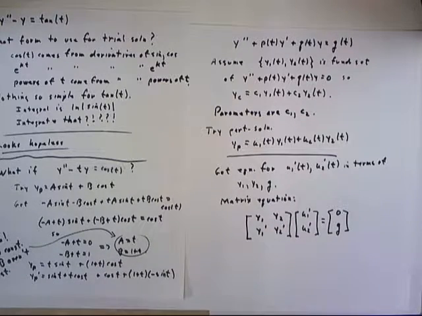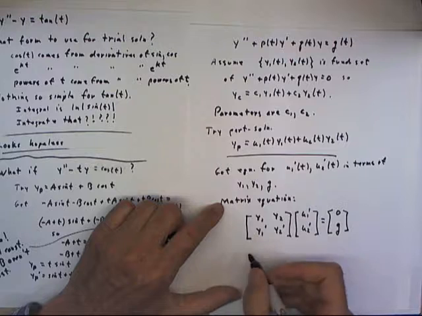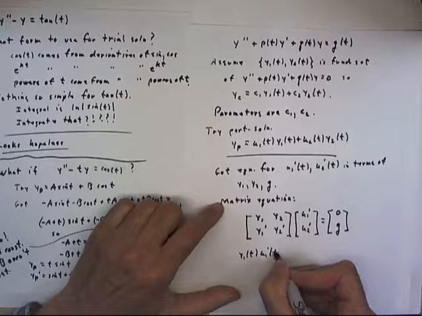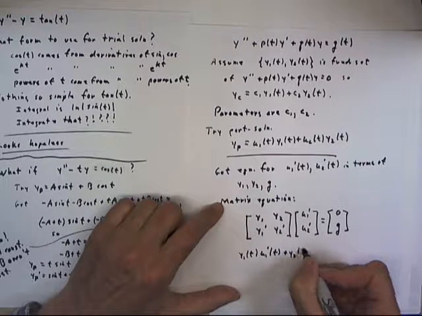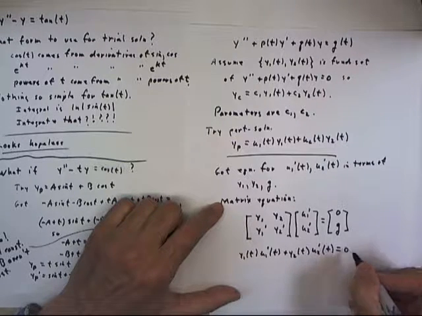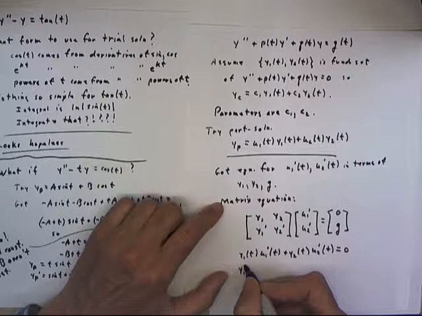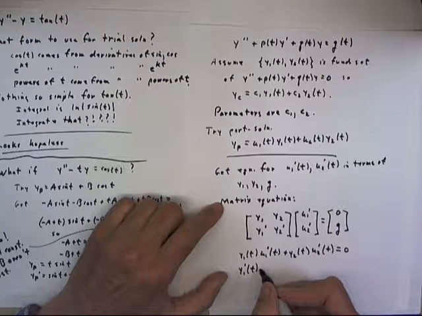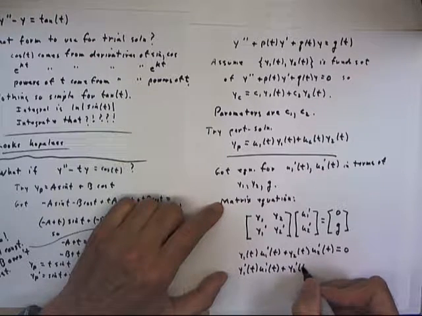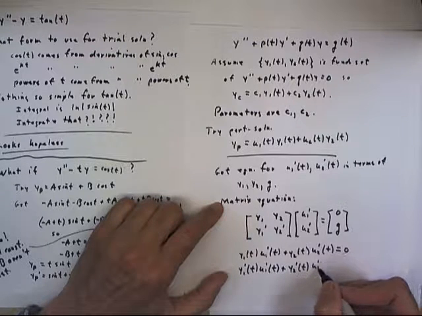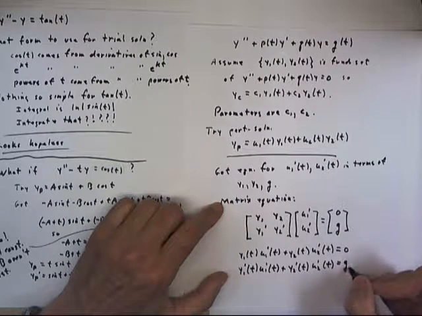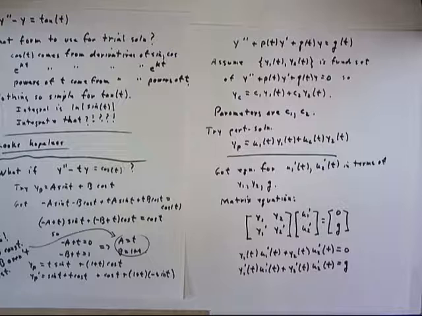And this matrix equation could also have been written as a set of simultaneous equations: y1 of t, u1 prime of t, plus y2 of t, u2 prime of t, equals 0, just using the common rules of matrix multiplication. And the second equation is very similar to the first, except now we have the derivatives of y1 and y2, and instead of 0 on the right hand side, we have g on the right hand side.